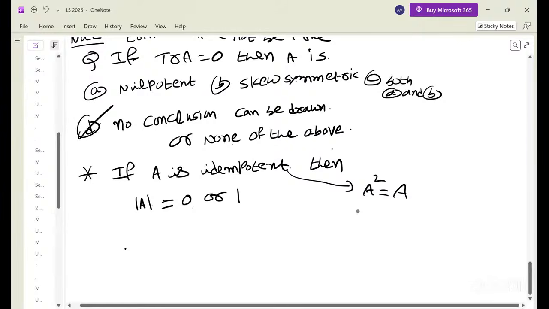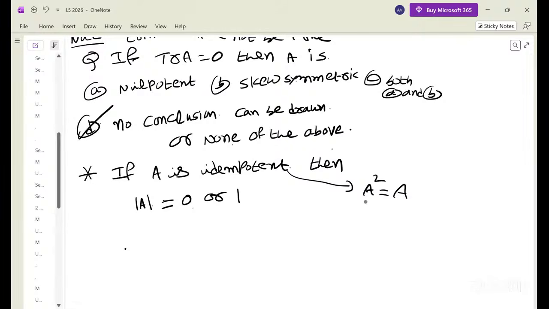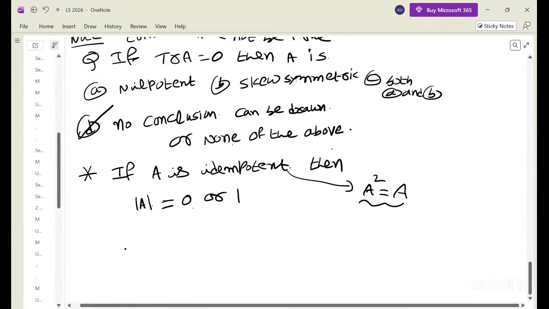Why is it so? Would you like to know? Only for this I will show. Remaining I will give as just bits to remember. How did we get this result? Suppose in the interview, they ask you to prove: if A is idempotent, what are the possible values of the determinant, meaning either 0 or 1. How are you going to prove it? So A is idempotent. What is the proof?